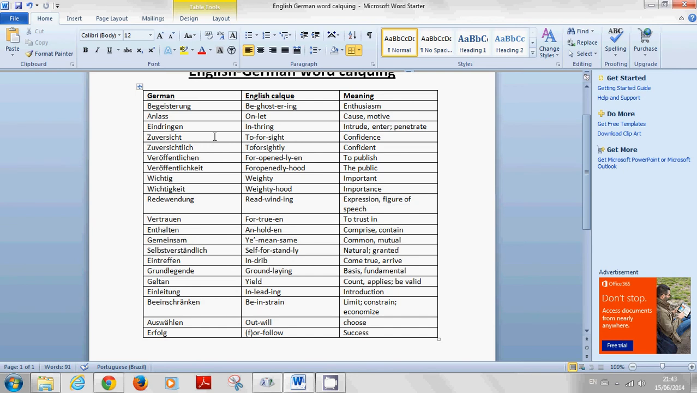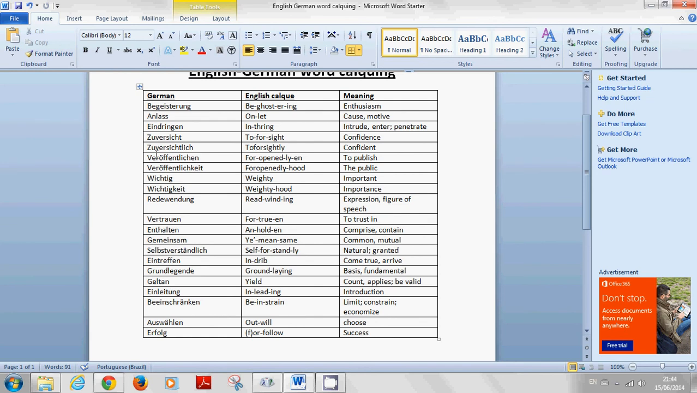The next one is Zuversicht. This one in English would be something like to foresight. So this is confidence. So I guess you see something in front of you, foresight, the quality of being able to see before you, in front of you, is confidence. And then in German, they put lich at the end, which is like our li. They do zuversichtlich, and ours is to foresightly, and that is confident.